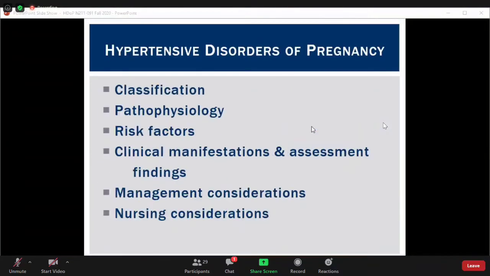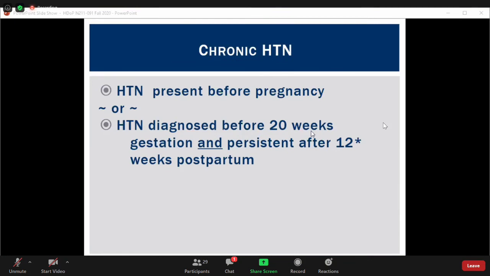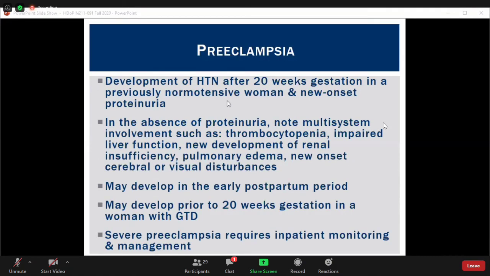So remember, your chronic hypertensives typically come in already diagnosed. They've had hypertension for 3 years, 4 years, whatever it is, and now they're pregnant. Preeclampsia starts after 20 weeks gestation, because remember, it's related to the formation of the placenta. So you don't see it until after 20 weeks gestation.